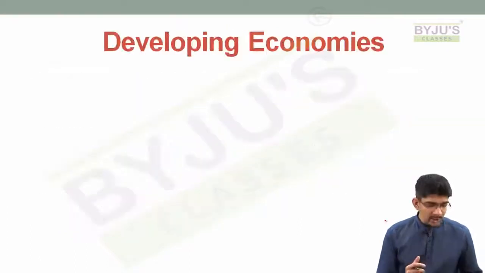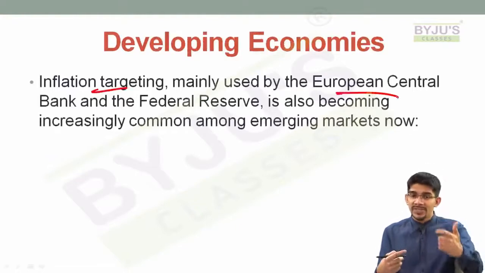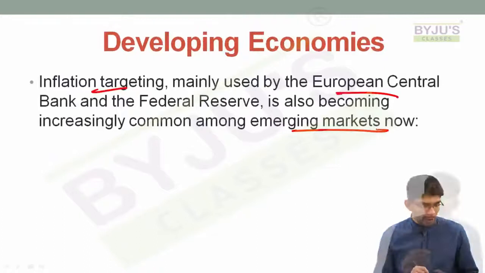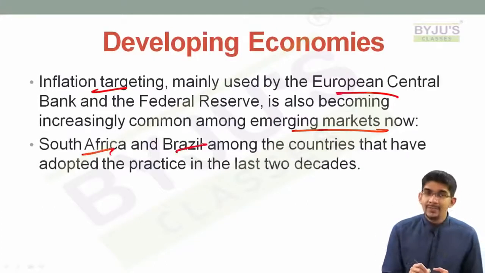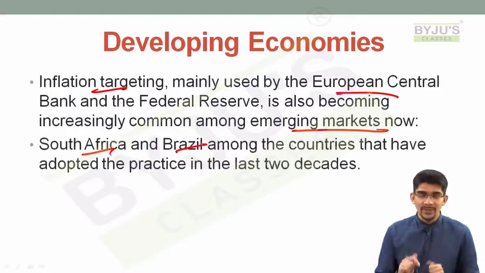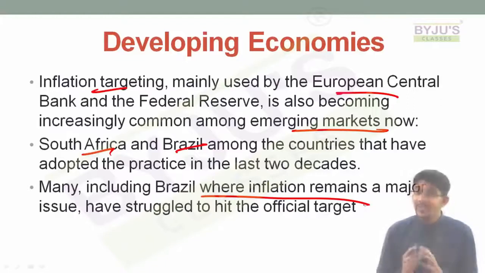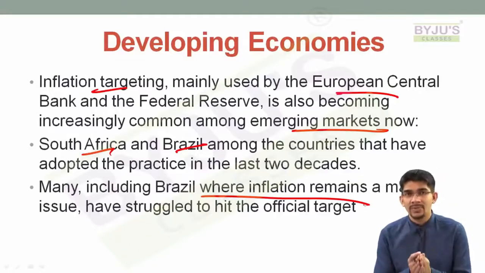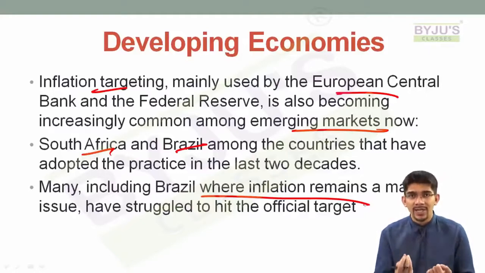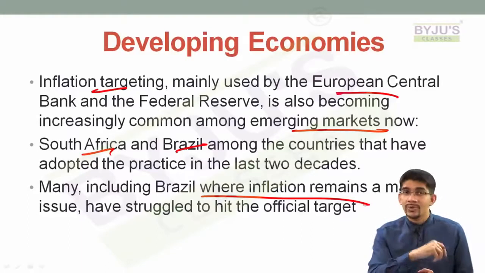Now, typically, inflation targeting was followed by developed economies such as the European Central Bank, the USA, etc. But it's now being adopted by a lot of developing economies also. South Africa and Brazil were some of the pioneers in developing economies. Now India is also following in their footsteps. Brazil has had problems in maintaining the inflation targets because inflation is not entirely dependent on monetary policy. There are a lot of structural issues which the central bank cannot really control. These issues are discussed in more detail in the tablet course. Please have a look at those videos to understand this better.